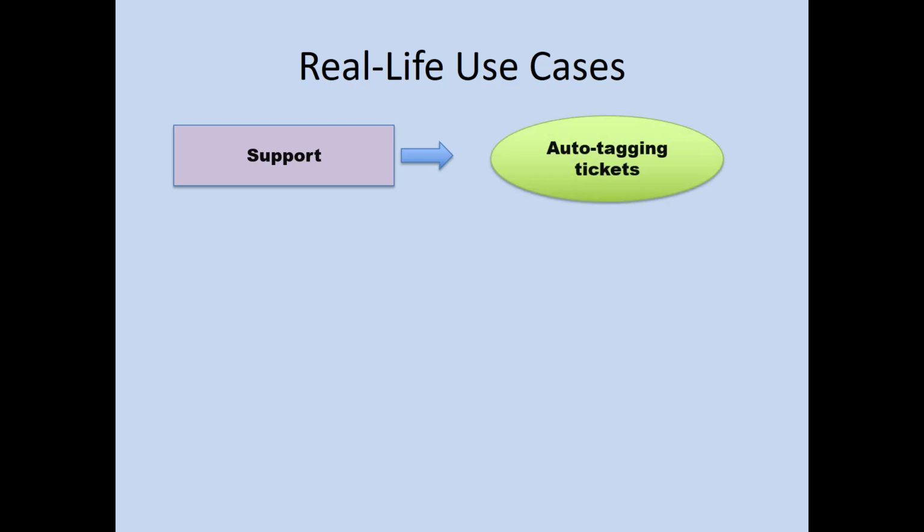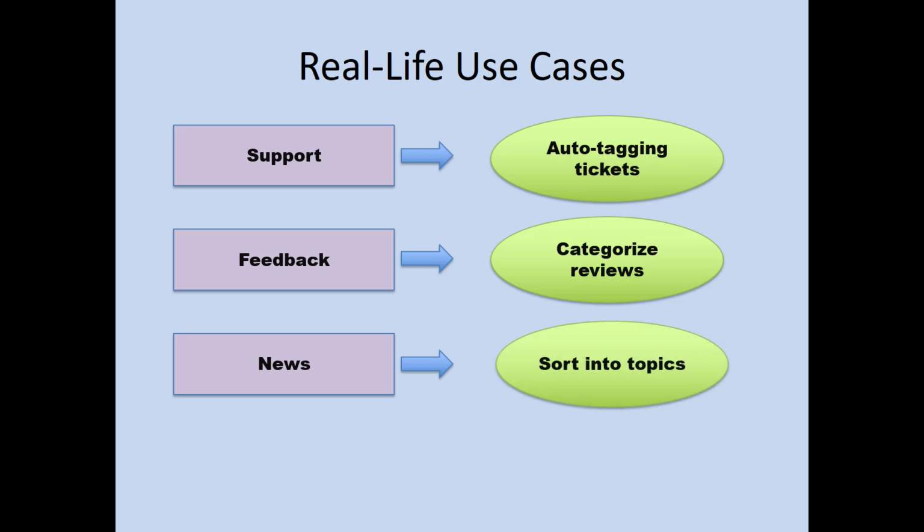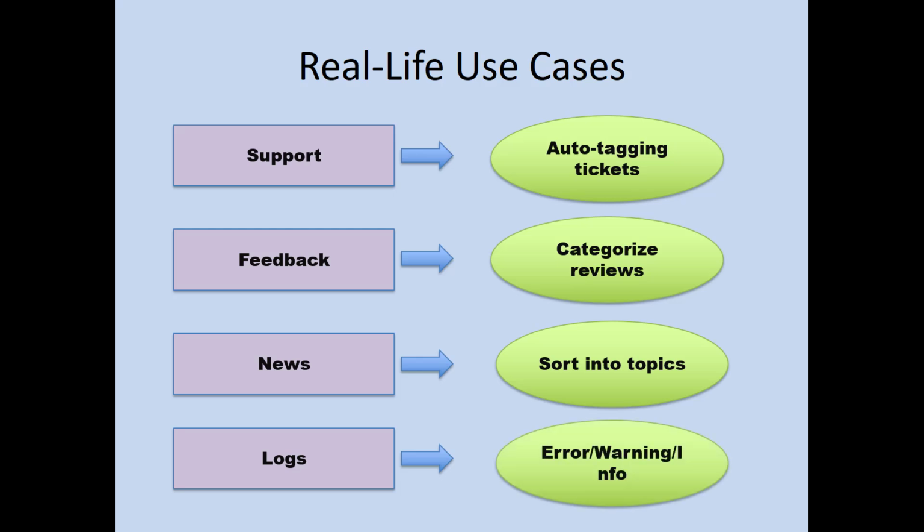There are different types of real use cases for zero shot classification. Like it can be used for customer support, for auto tagging tickets like billing, tech, and account. It can be used for feedback systems, like categorizing reviews like price, quality, or services. It can be used for news as well, like for sorting articles like sports, politics, technology, or education. And it also can be used for DevOps logging, like classifying logs for error, warning, or info.